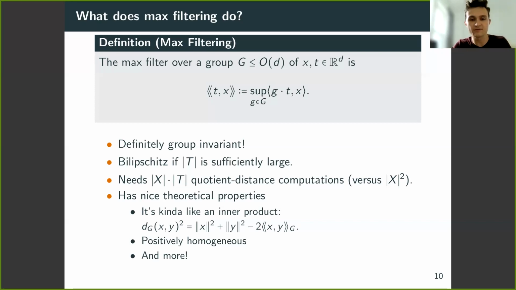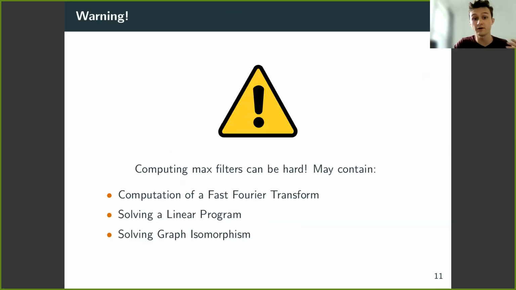So maybe the selling point of max filtering is it hits our desiderata, but it also has nice theoretical properties beyond them. But be warned, sometimes computing max filters can be hard. I'm allergic to a bazillion different things, and so I always read the "may contain" on the ingredients. So be aware, max filtering is not going to suddenly solve all your problems. You still need to be a little bit aware. You need to read the package.